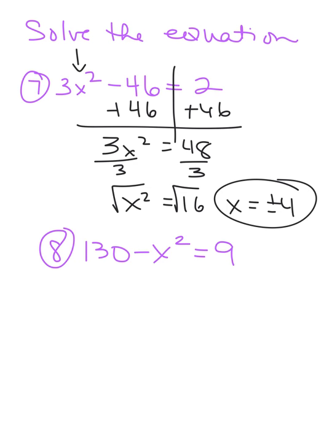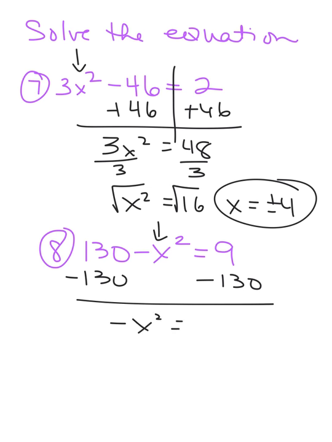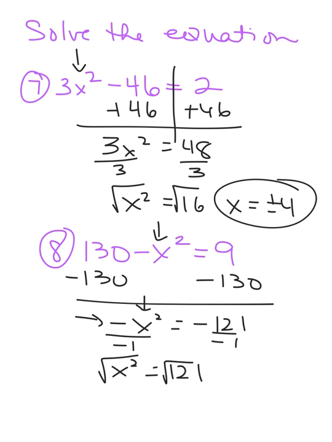And number 8. There's my x squared right here, so I'm going to bring 130 to the other side. And I have negative x squared is equal to negative 121. Now I don't quite have x squared by itself because of this negative 1. So I'm going to divide both sides by negative 1. And I have x squared is equal to positive 121. Take the square root of both sides. And x is equal to plus or minus 11.